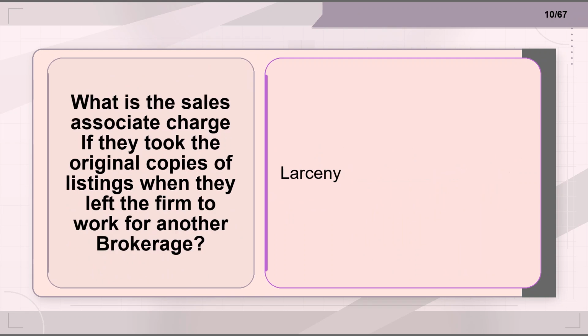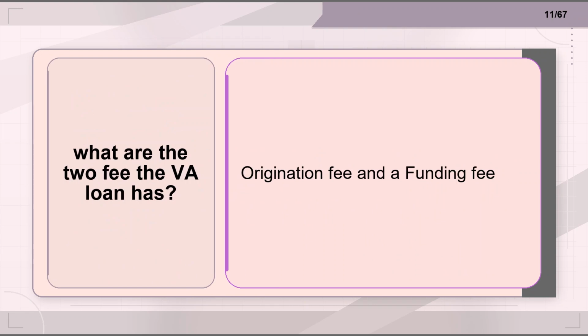Flashcard 10. Term. What is the sales associate charge if they took the original copies of listings when they left the firm to work for another brokerage? Definition. Larceny. Flashcard 11. Term. What are the two fees the VA loan has? Definition. Origination fee and a funding fee.